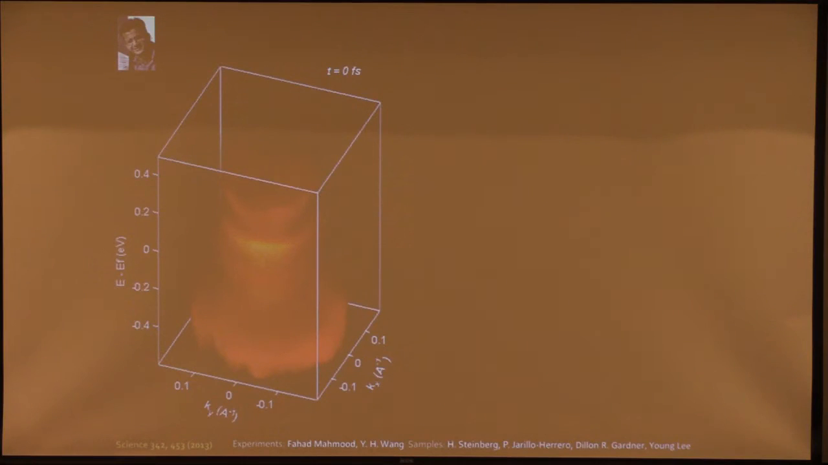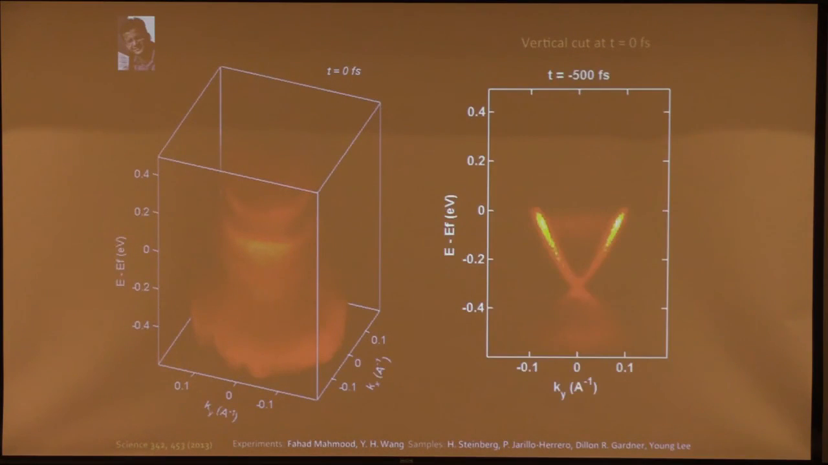Now, the lights were a bit bad, so let me take cuts. Let me take a cut like this. If I cut like that, you can see this was the original Dirac cone, and at 0 femtoseconds, when these two light pulses overlap, there is another one inside, right? Let me take a cut in the vertical direction. Let me run the movie right here.